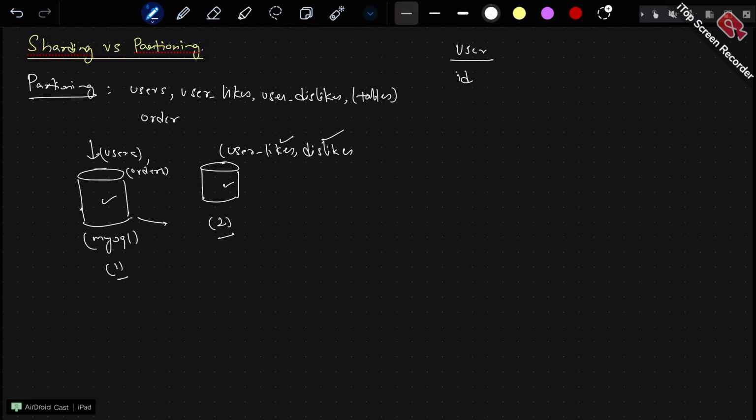So this was about partitioning. Now let's talk about sharding. In real case scenarios, mostly sharding is used.